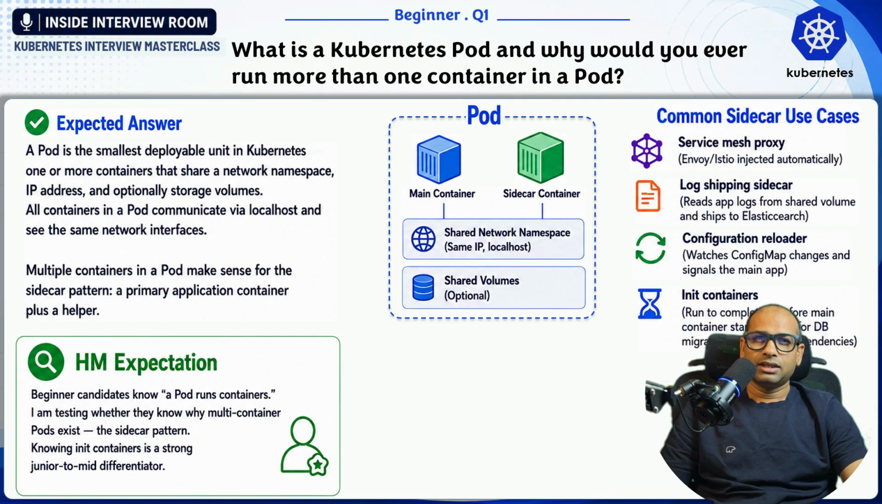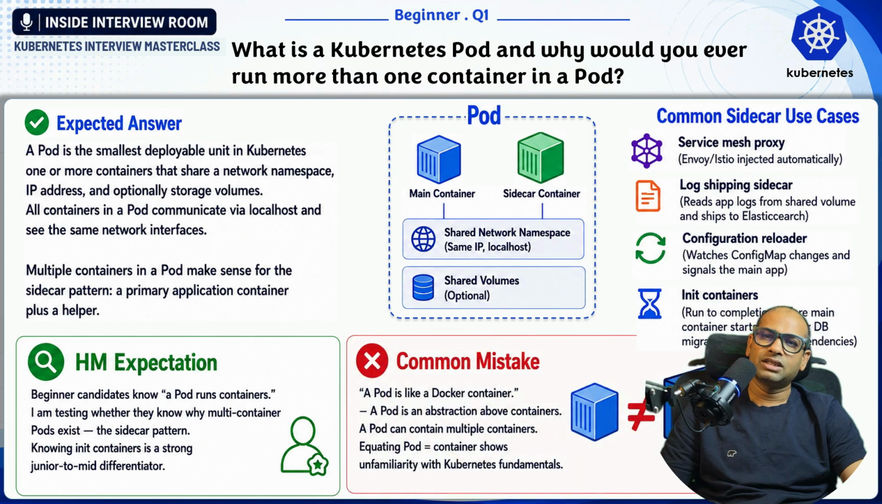What are the hiring manager's expectations? A beginner candidate knows a pod runs a container. I am testing whether they know why multi-container pods exist. The sidecar pattern, and knowing init containers, is a strong junior to mid-level differentiator. Why do we use the sidecar pattern?